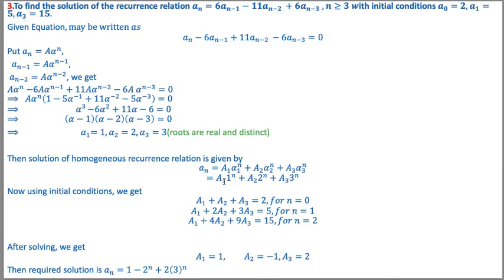For n equal to 2, we get a2 equal to a1, 1 raised to power 2, it is again 1, a2 2 raised to power 2 means 4, a3 3 raised to power 2 means 9, so a1 plus 4a2 plus 9a3, and a2 is 15, so it is 15. The value is already given to us. So these equations are easy to solve. If we solve these equations, we get a1 equal to 1, a2 equal to minus 1 and a3 equal to 2.